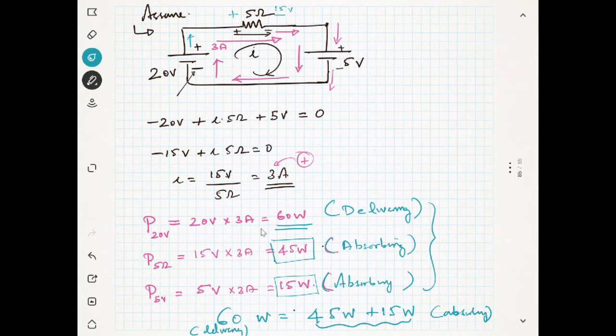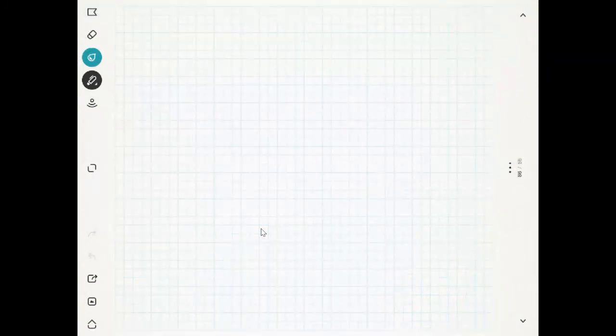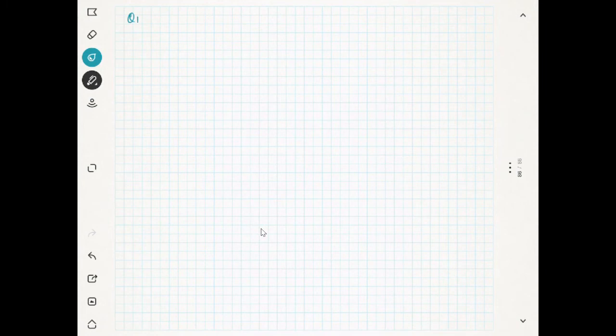So we will see another problem. That means I am just going to write like this. Question 1. Verify Tellegen's theorem. Okay, so VTT, this is my short form. In the next problems I will be using VTT for verify Tellegen's theorem.